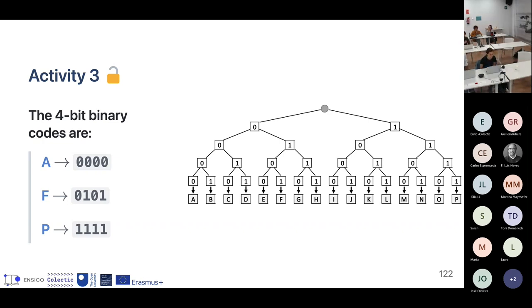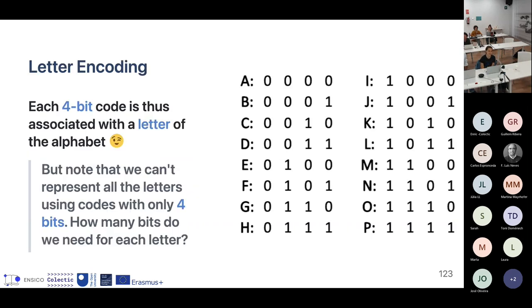Yeah, the 4-bit binary code of letter A is 0000, letter F is 0101, and letter P is 1111. And we could do this for all 16 letters, and we would get these binary codes. Okay, but note that we can only reach letter P, we cannot reach letter Z. And why? Because if we only have a tree with four levels, we can only represent 2 × 2 × 2 × 2, which is 16 letters.